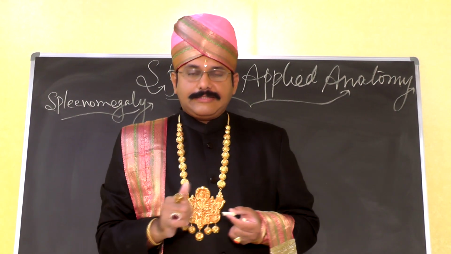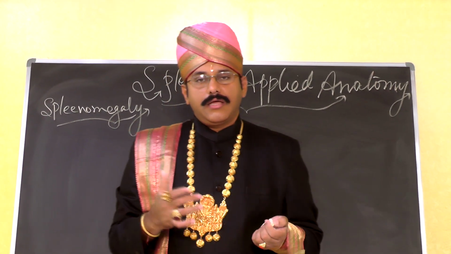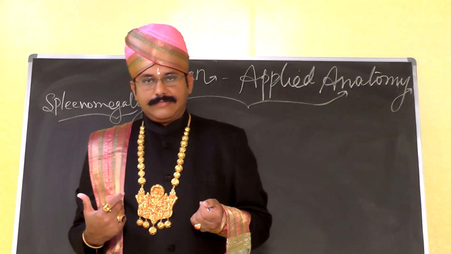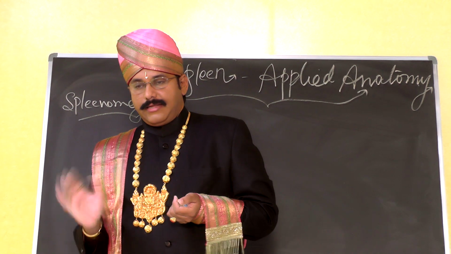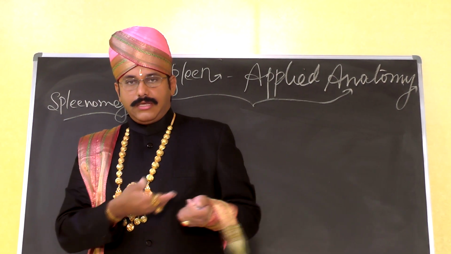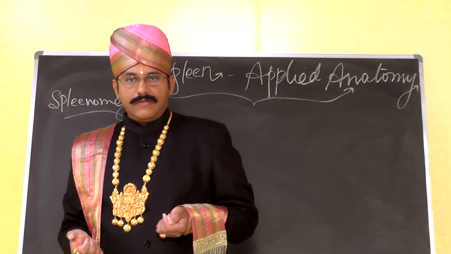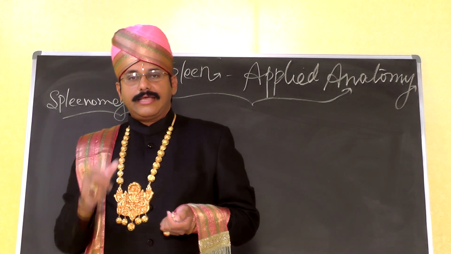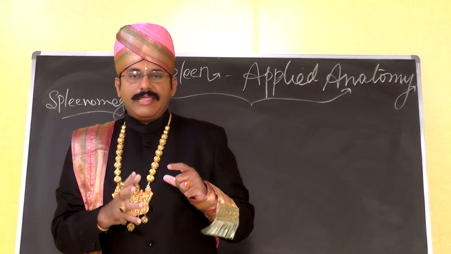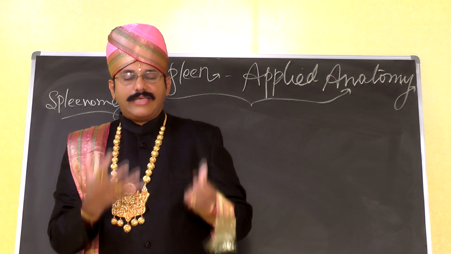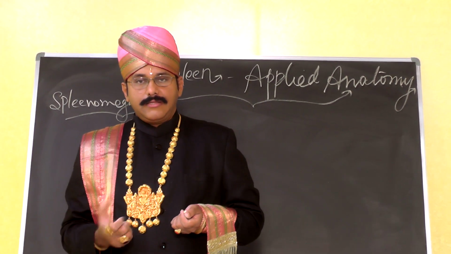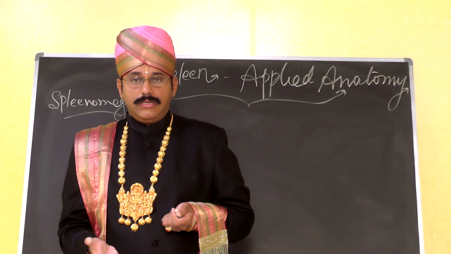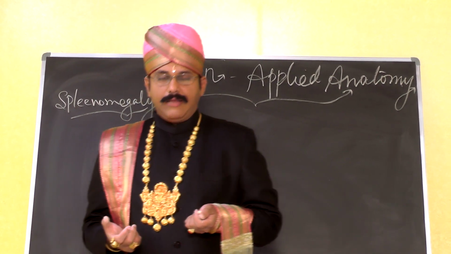When we are palpating the spleen, we ask the patient to lie on his right lateral side, and then we can palpate the clinical angle of the spleen very nicely. The spleen must be enlarged to twice its original size; only then can we palpate it. Once it becomes double in size, only then can we palpate.